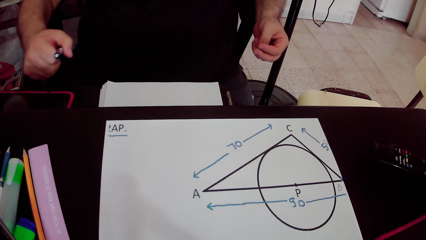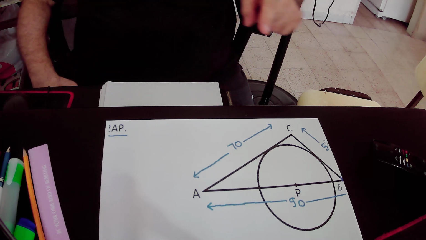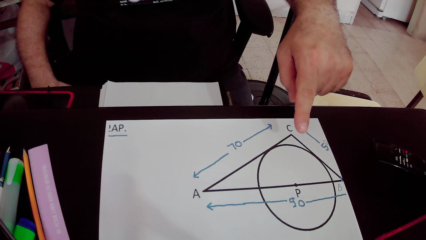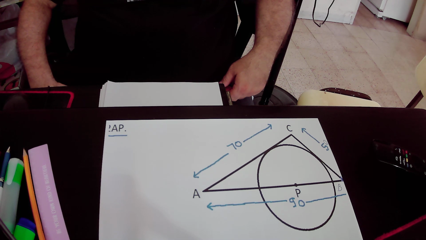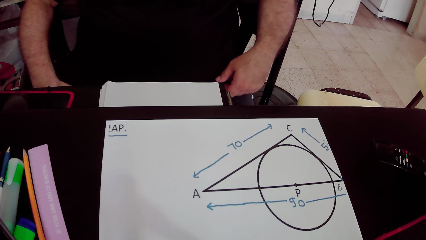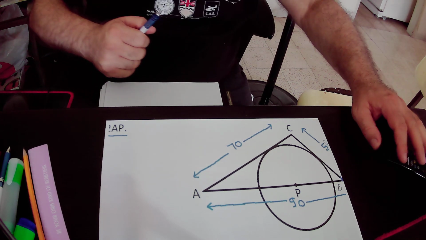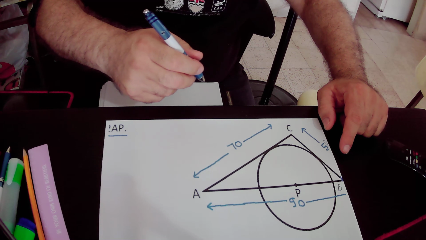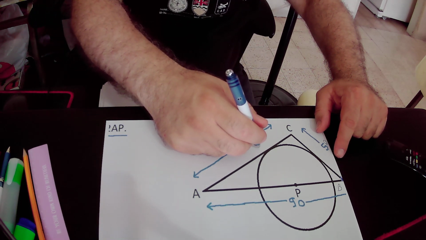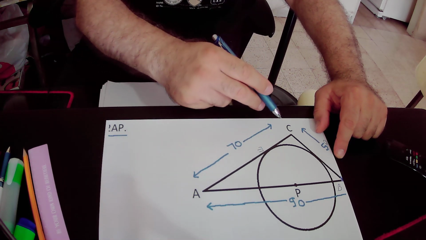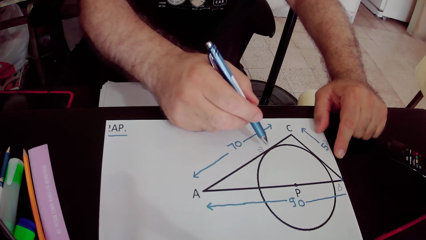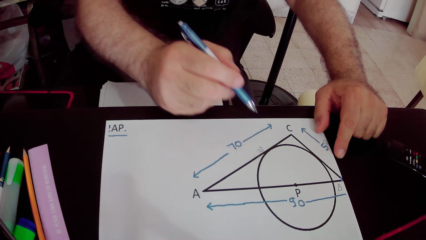And we have also a circle with center. The center of the circle is point P, and side AC of the triangle is tangent to the circle at a point that we will call E. Side AC of the triangle is tangent to the circle at point E.